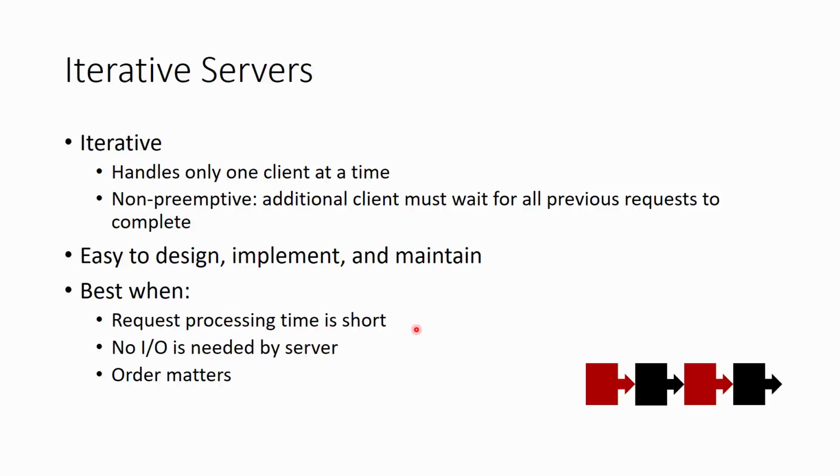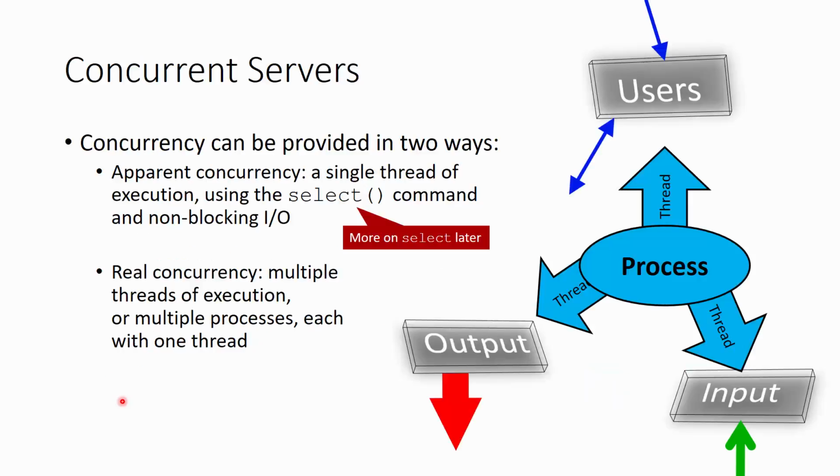So that implies that the service being performed by the server is minimal, or not particularly complex. So not typically going to be using input and output that's going to block the server for a while. We also might introduce an iterative server if the order really matters. So we really do want to handle things in the order they came from and no faster. Leaving that, we look at the concurrent stuff.